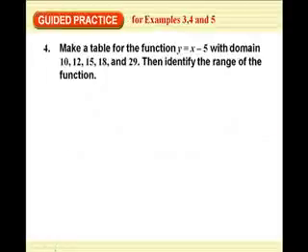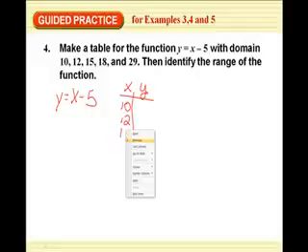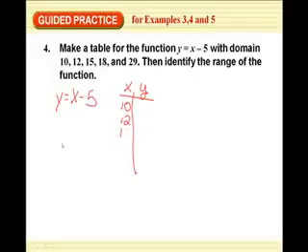So number 4, make a table for the function y equals x minus 5 with the domain of 10, 12, 15, 18, and 29. So I always just write the function over here, and I'm going to make myself a table. I see x and y, and my tables are going to go up and down because that's just the way my brain works. There's 10, 12, 15, 18, 29.